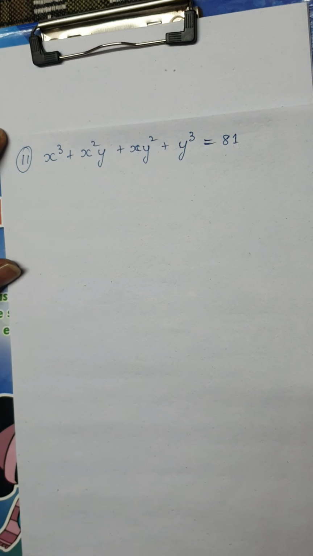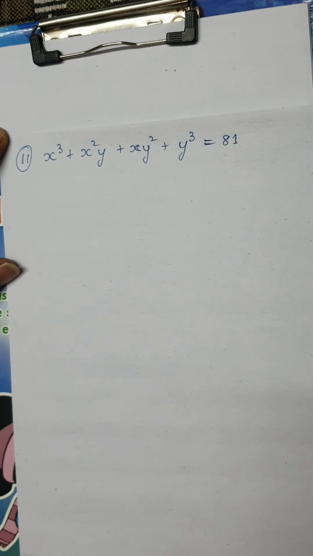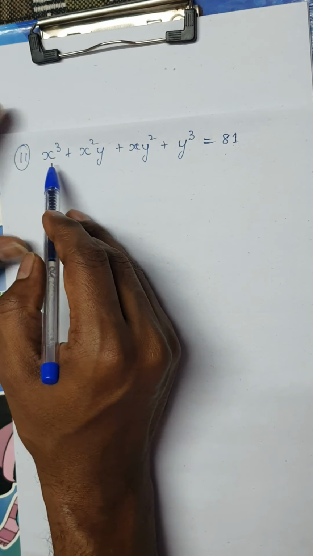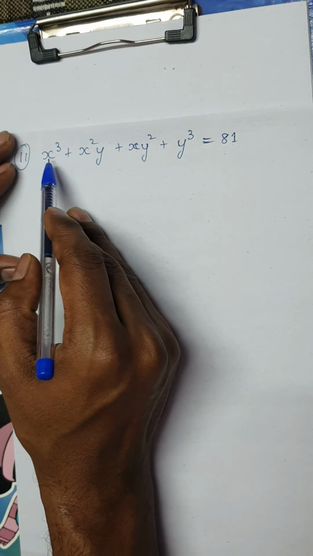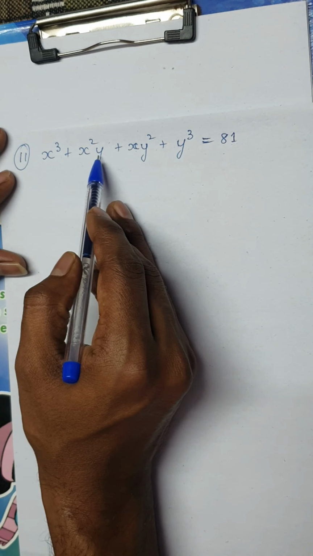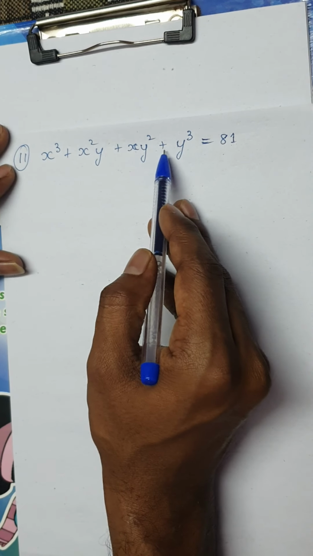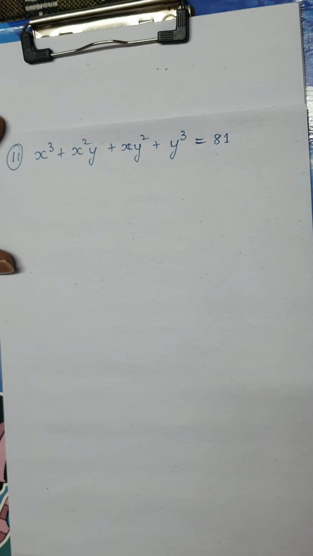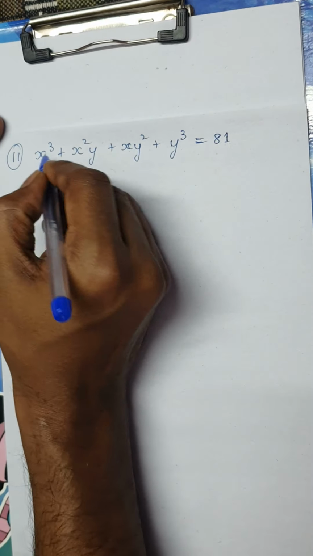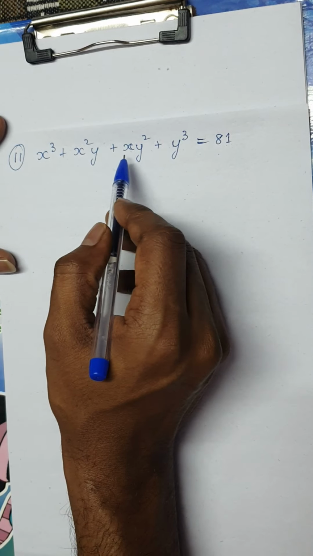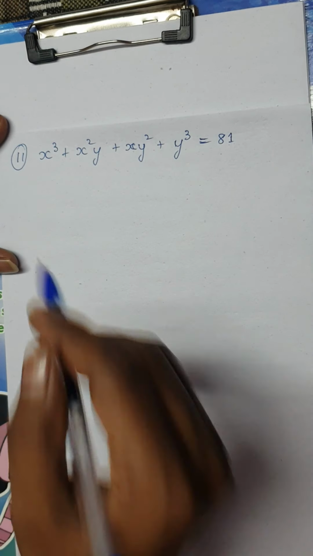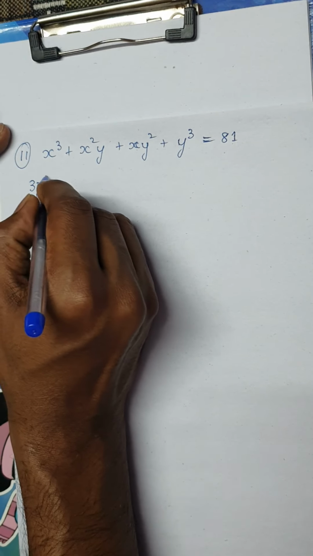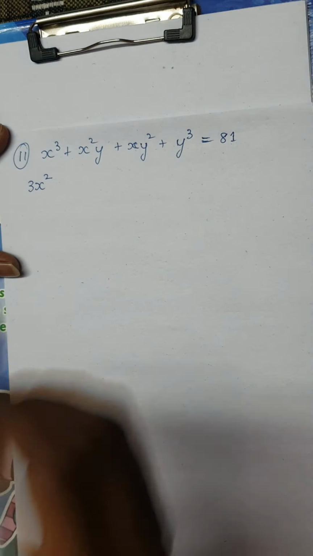Okay students, we shall consider one last question for the session, which is the last question on implicit function in your exercise. I have x cube plus x square into y plus x into y square plus y cube is equal to 81. Please be very careful here, because you have to use product rule in two different cases. Now what is the derivative of x cube? We know derivative of x cube is 3x square. Nothing much to do here.